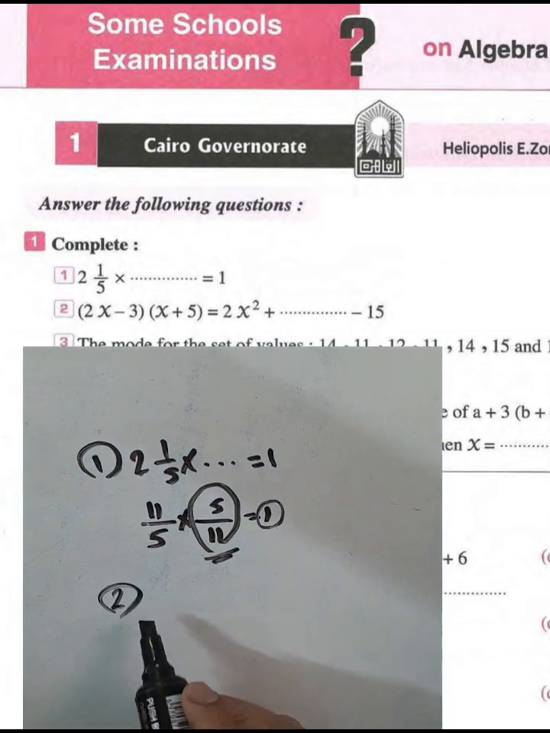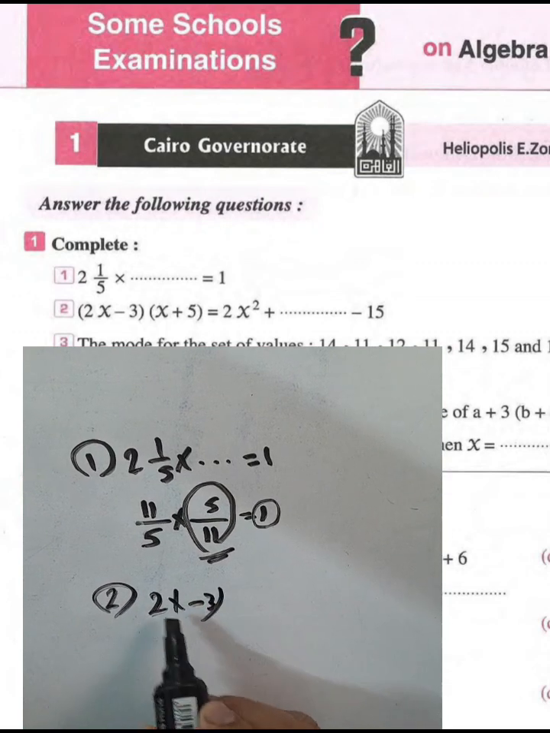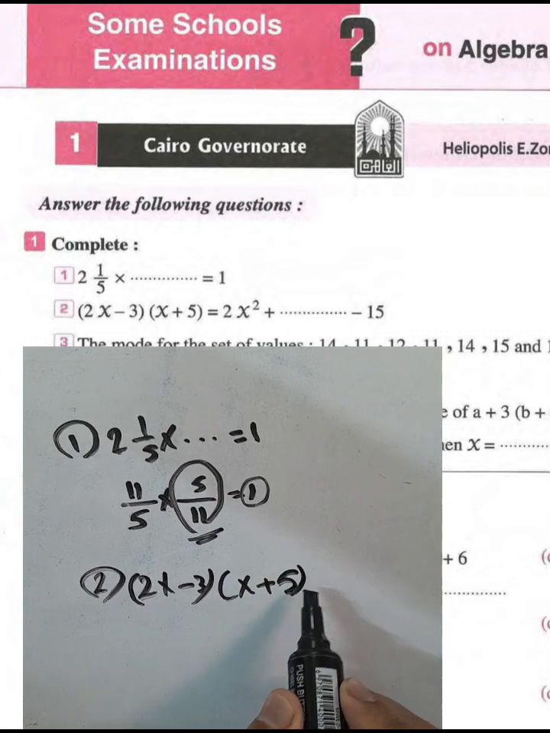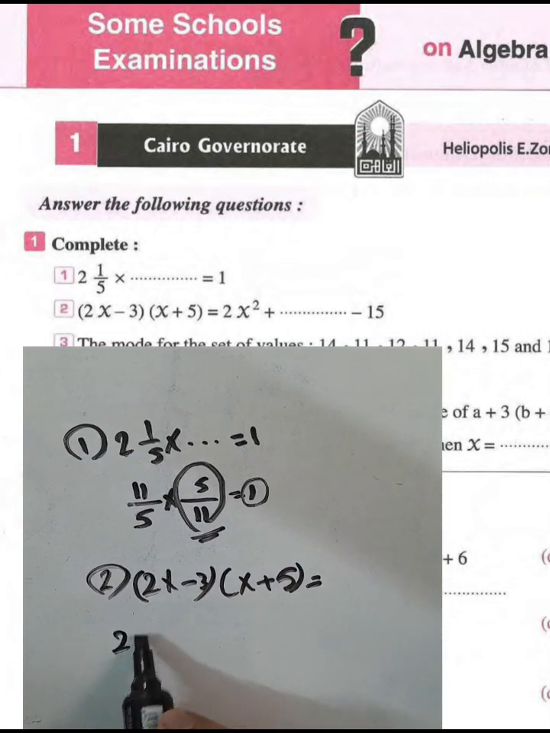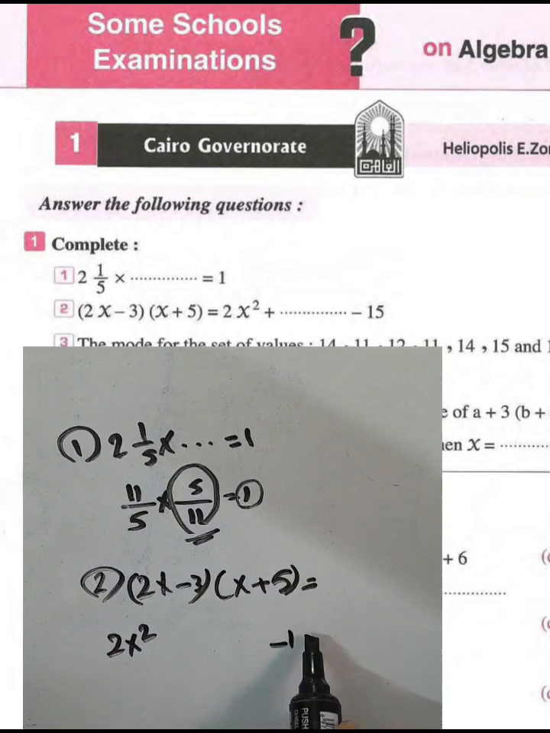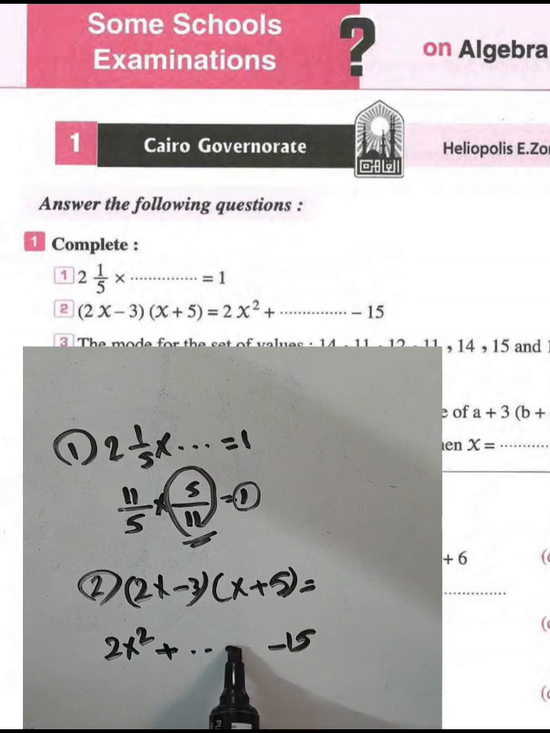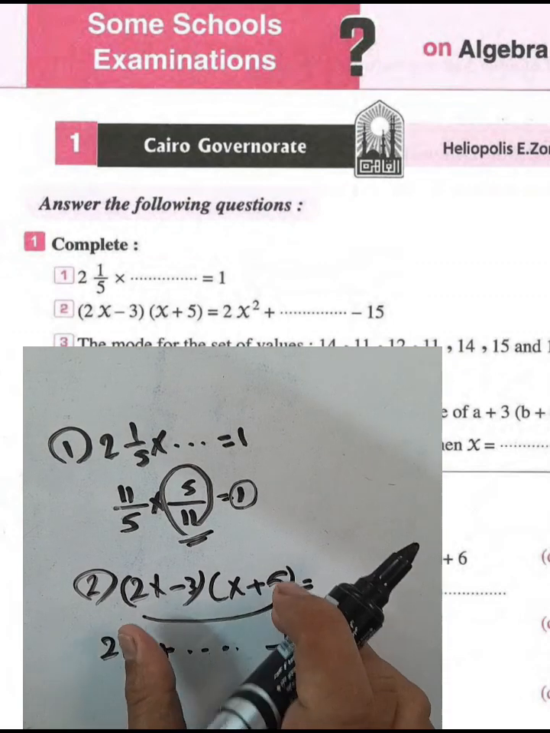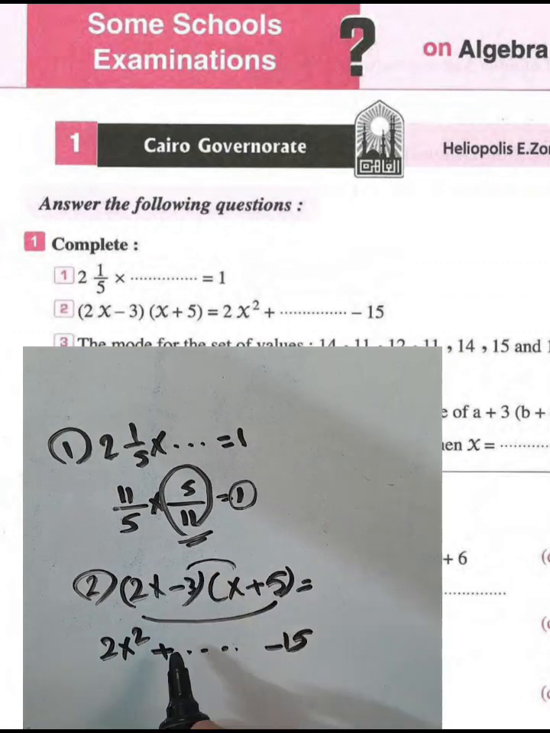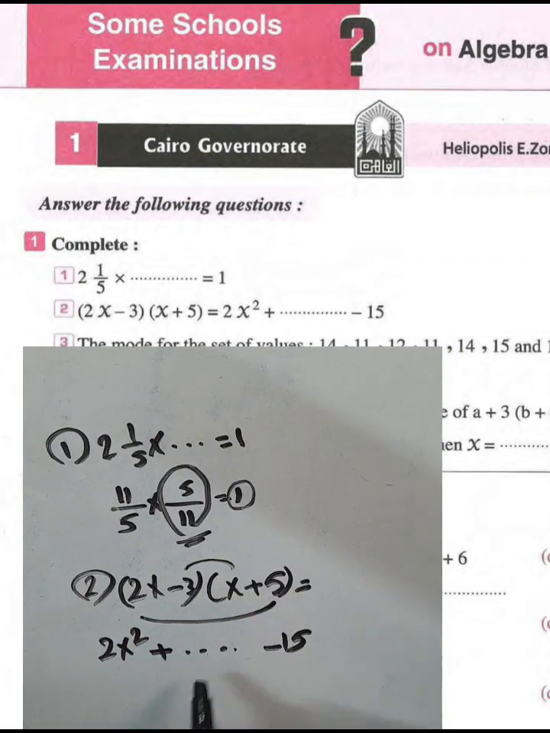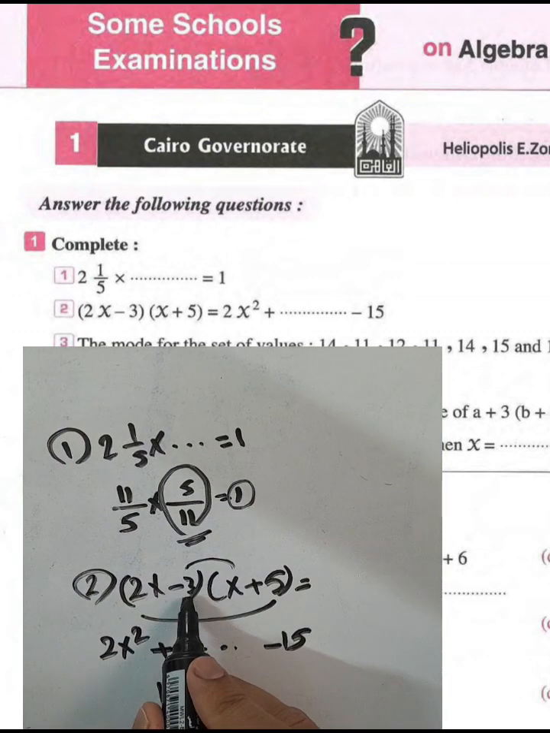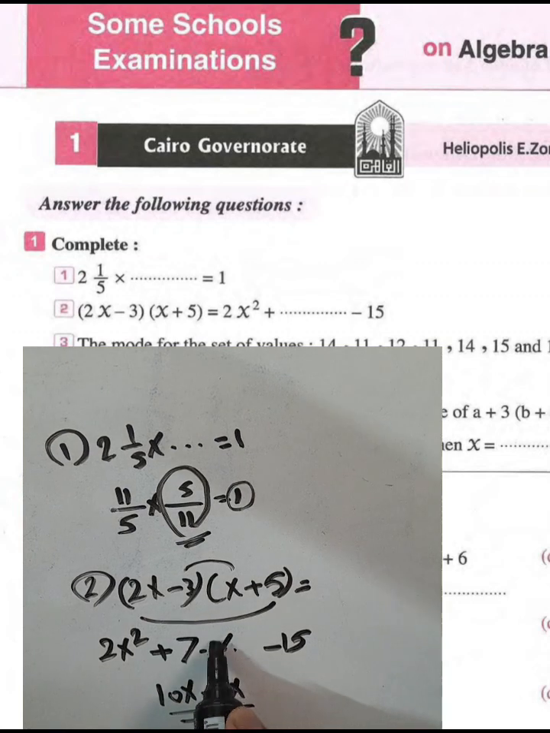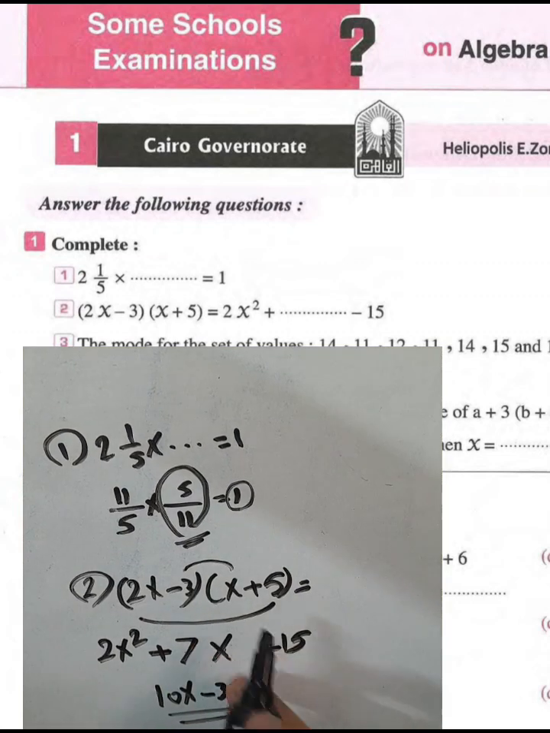Question number 2. 2x minus 3 times x plus 5 equals 2x power 2 and negative 15 plus space. We can find the middle term here by finding the product of the extremes and means and the sum of them. Then 2x times 5 will be 10x, and negative 3 times x will be negative 3x. The sum of them will be 7x. Then we must write in the space here 7x.